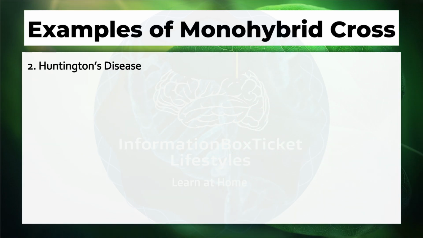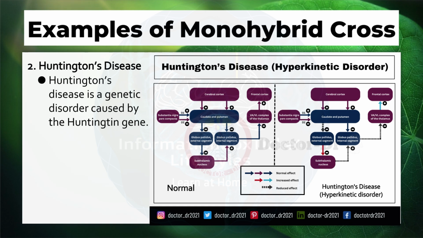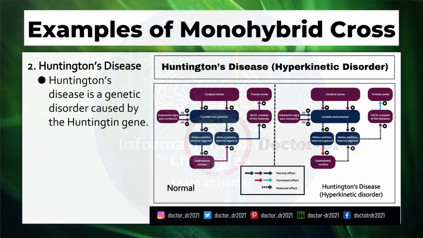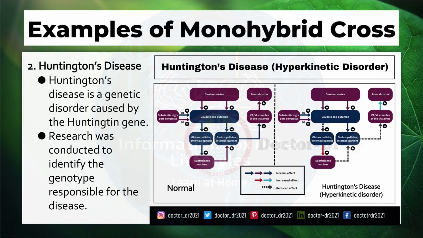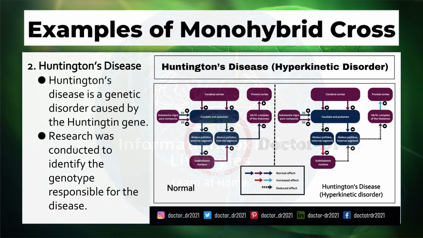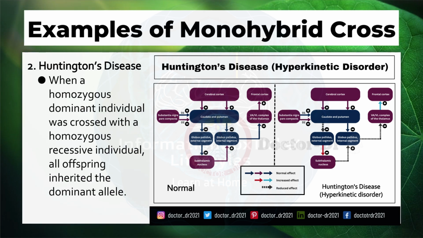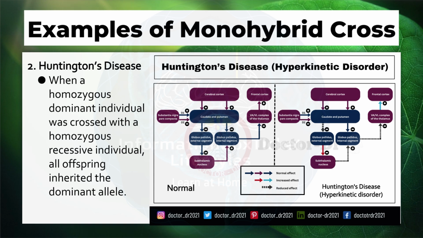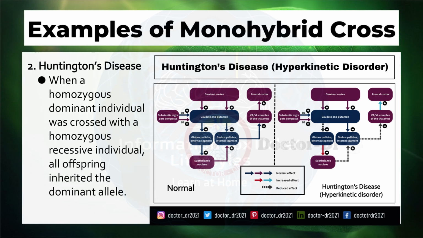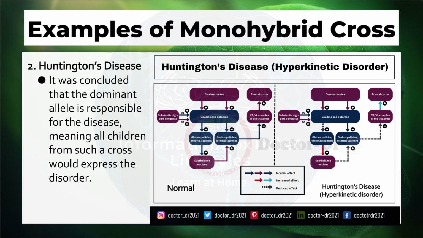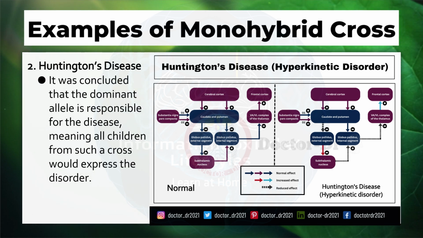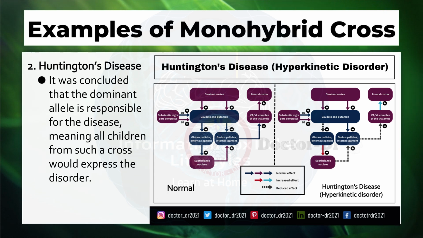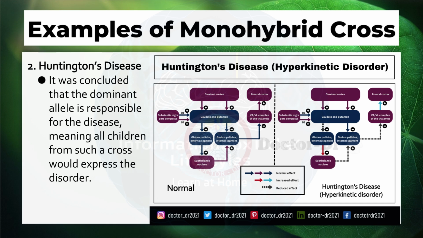Second, Huntington's disease. Huntington's disease is a genetic disorder caused by the Huntington gene. Research was conducted to identify the genotype responsible for the disease. When a homozygous dominant individual was crossed with a homozygous recessive individual, all offspring inherited the dominant allele. It was concluded that the dominant allele is responsible for the disease, meaning all children from such a cross would express the disorder.